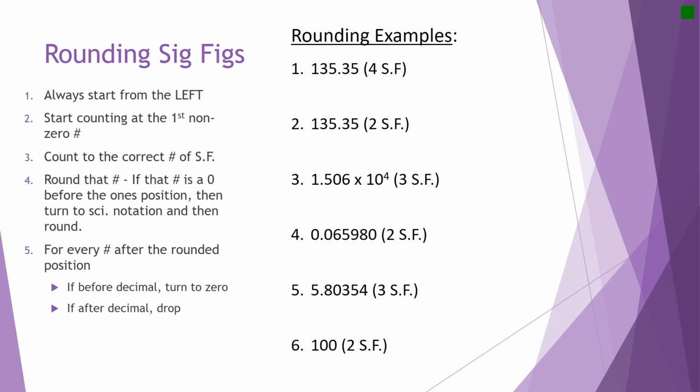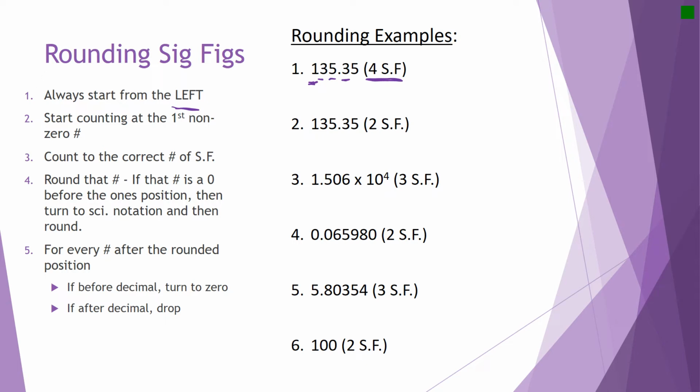Okay, so first you have to know how to count sig figs. Now you need to know how to round sig figs. Okay, so rounding sig figs, we always start from the left. You start counting at the first non-zero number. So I'm telling you to round to 4 sig figs. So I'm going to start from the left always. Start counting at the first non-zero number. So that's this guy. Count to the correct number of sig figs. So 1, 2, 3, 4.